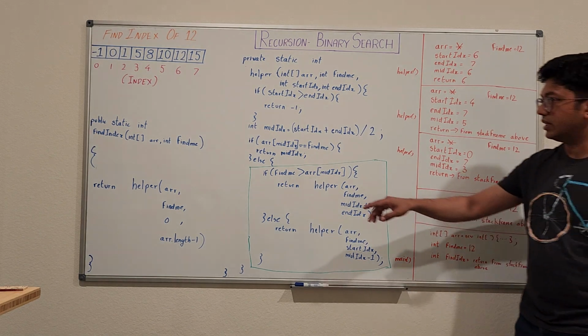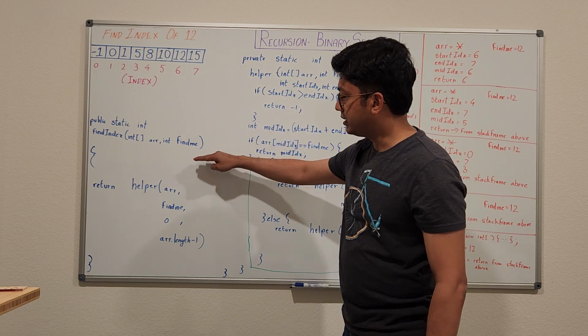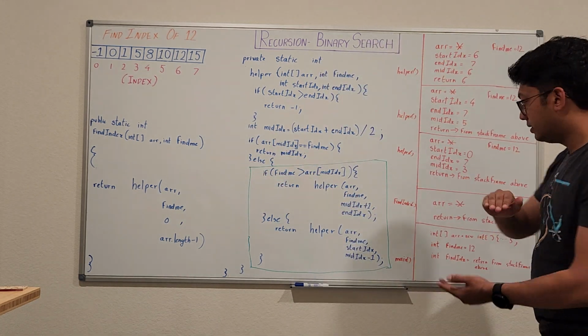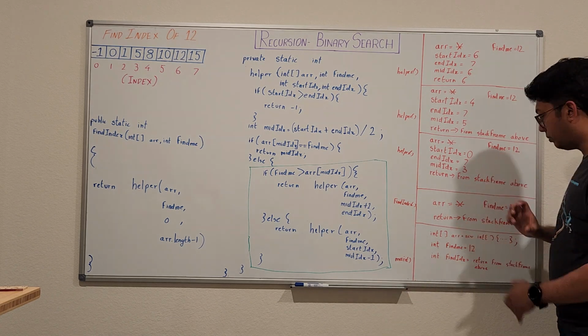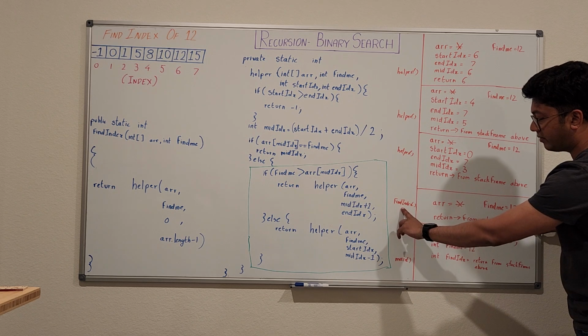Stack frame above is basically call to this one. So from the main method, I haven't put the code here, you call this method. So when you call this method, again a stack frame is created. Anytime you call a method, a stack frame is created. So see, I said find index. So this is the stack frame.